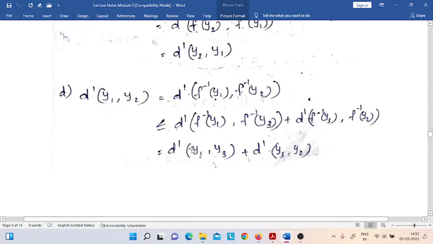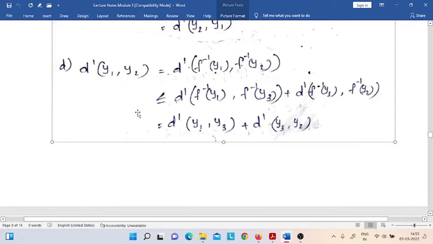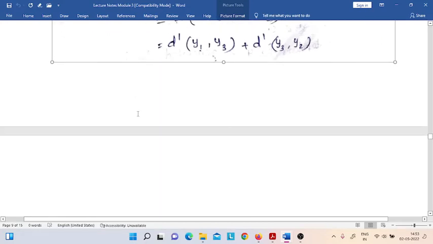But this can be reconverted into the form of the second metric d prime. So using the definition, at this place we can write d prime of y1, y3, and plus d prime of y3, y2. These are not numbers coming from the air; they are related to the points y1, y2 and y3. Thus we get that the fourth condition is also satisfied for d prime to become a metric on the space Y, and therefore we conclude that d prime is a metric on Y.